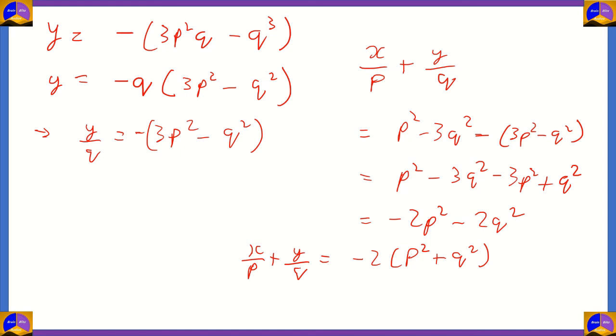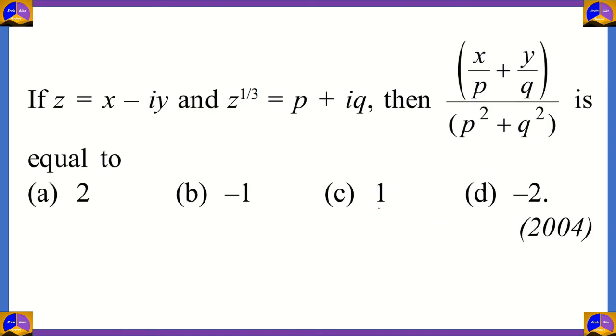And in order to get the term in our question, you can write x by p plus y by q divided by p squared plus q squared. So basically keeping it to the left hand side, you will get the right hand side as equal to minus 2. So if you were to look at our options, you would see that option D is the correct option.